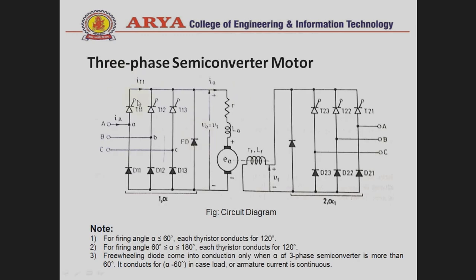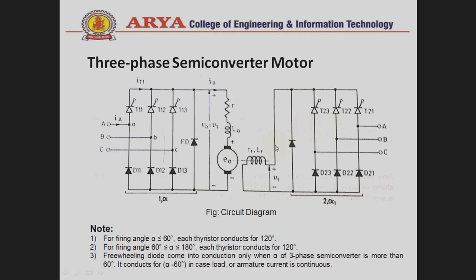Now we discuss the three-phase semi-converter motor. In the three-phase semi-converter motor, the feeding is to a separately excited DC motor, as you see in the diagram. The field winding of the motor is also connected to the three-phase semi-converter. It means both the armature circuit and the field winding circuit are connected to the semi-converter.